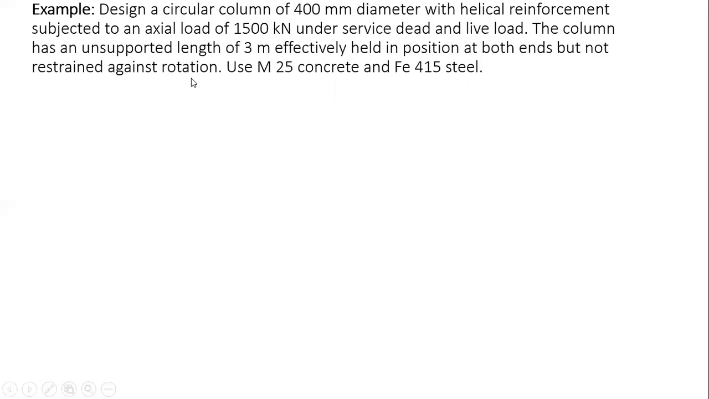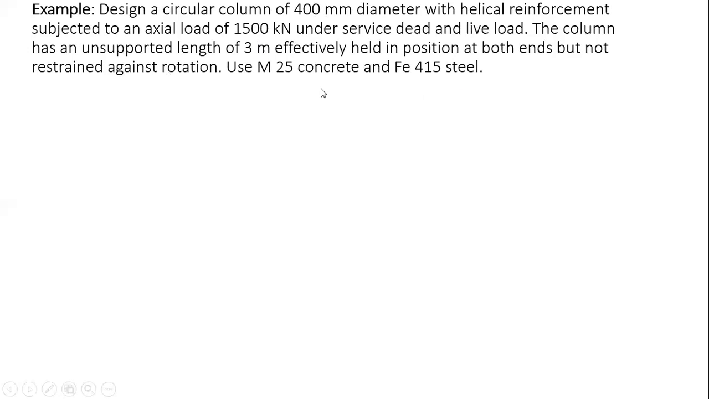And the column is effectively held in position at both the ends, but not against rotation. So this means that both the ends are hinged. The column can rotate, but the position is fixed. You have to use M25 concrete and Fe415 steel. The diameter of the column, the load, the length of the column, and the concrete and steel grades are given to you.